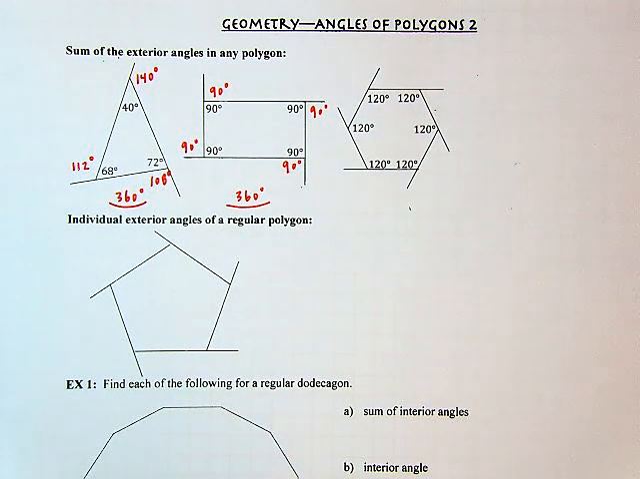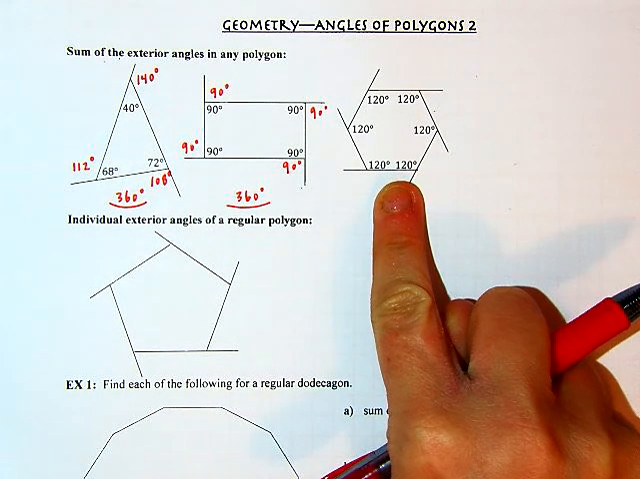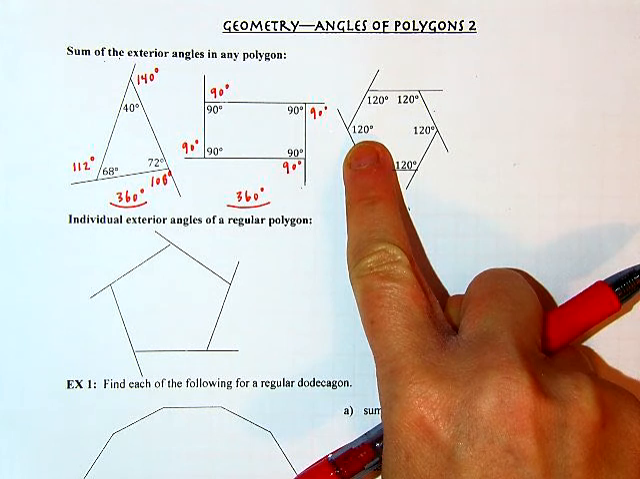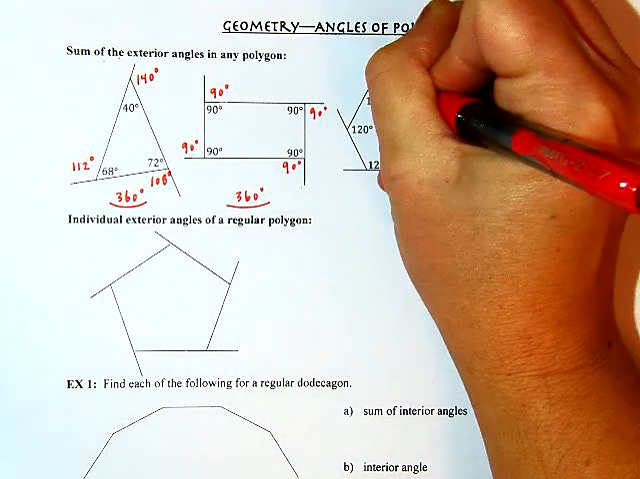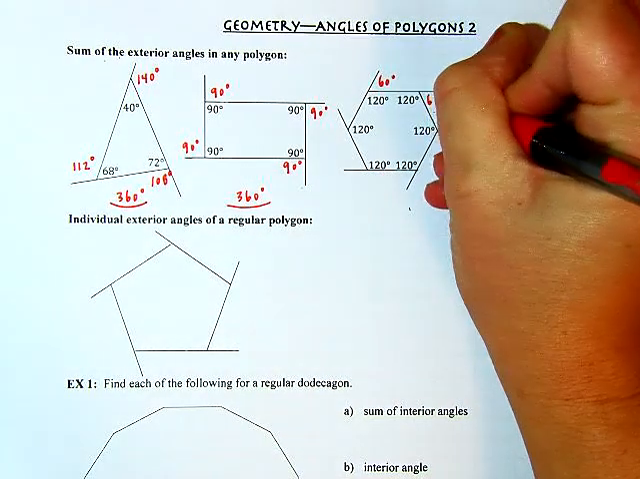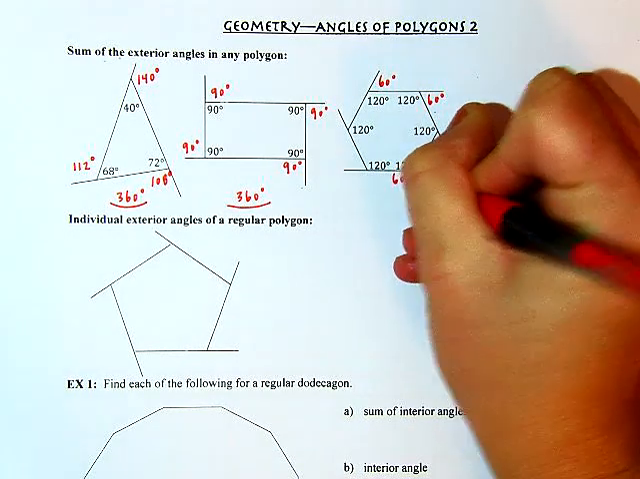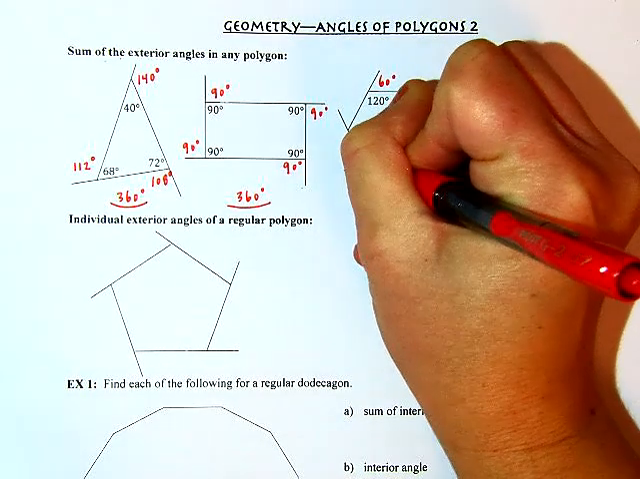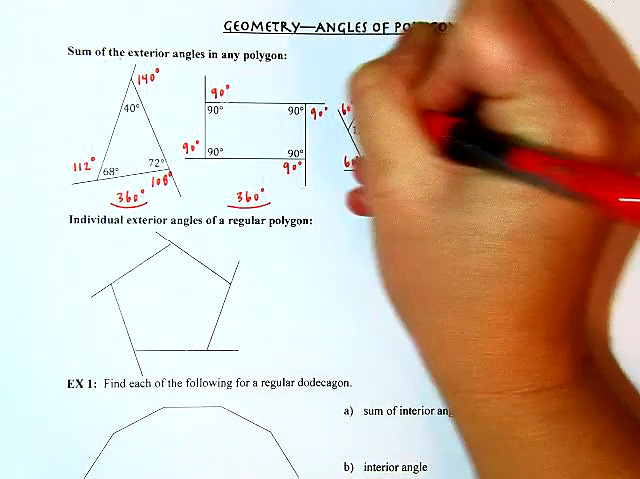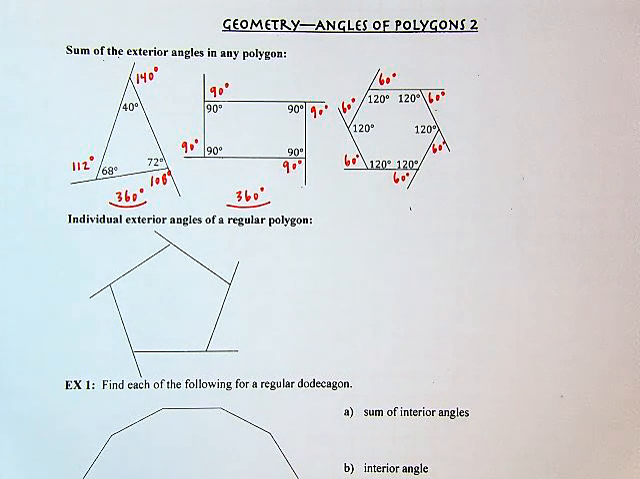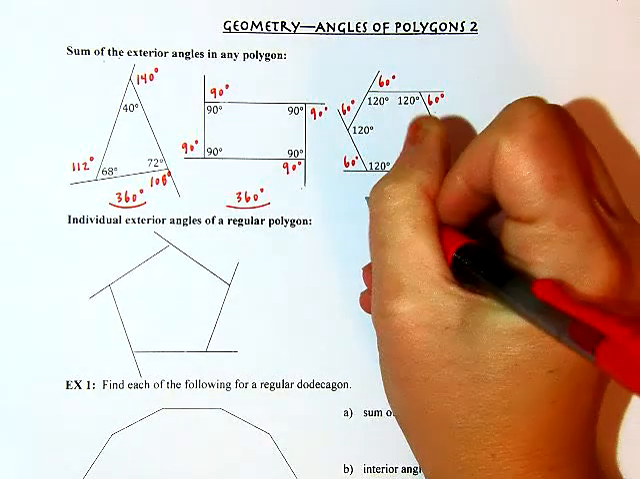So here, if we look at this figure, I see a hexagon. So I have all of the interior angles marked as 120. So all of the exterior angles have to be 60. Okay, and if I add up all of those exterior angles, all of the 6 60-degree angles, I am back to 360.